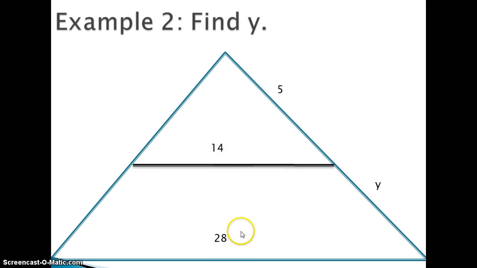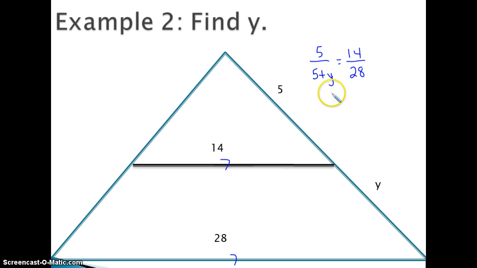The next example is very similar to it, except we're trying to find this piece over here compared to the bases right there. So again, knowing that these guys are parallel, I'm going to set 5 over 5 plus y equal to 14 over 28. Now notice I did not have to add these up because this is the entire side for the small triangle and this is the entire side for the big triangle. Here I had to take the 5 because that's the small triangle's piece, and 5 plus y is everything.